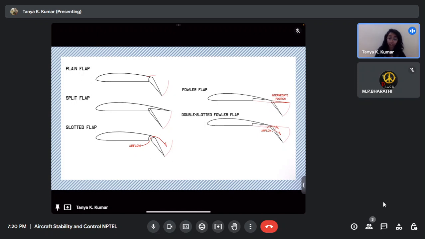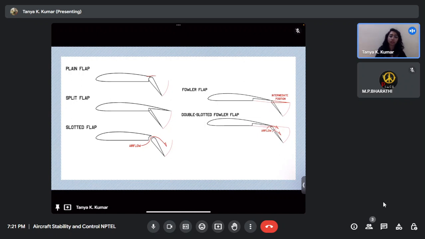Then you have something known as slotted flap. What is the benefit of this is that there is a gap between the flap and the main body, or the hinge, right? So there is a gap there. What happens is that the airflow passes through this gap and it re-energizes the flow above the surface of the wing, ensuring the boundary layer sticks on for a longer time. So there is again lesser possibility of boundary layer separation.